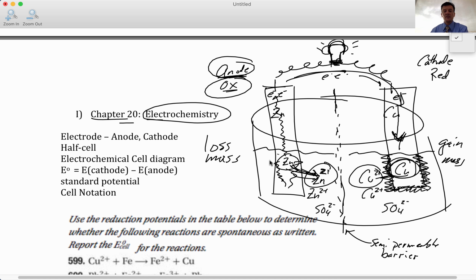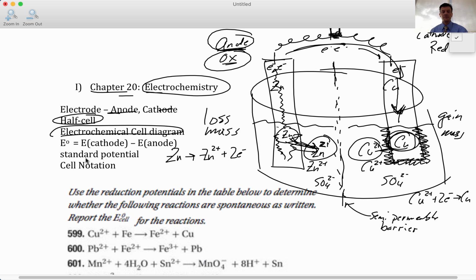You should be able to write the half reactions for this. Zinc is turning into zinc ion, which is 2 plus, which means it lost 2 electrons. Over on the other side, we've got copper ions that are picking up 2 electrons and turning into copper metal. Okay? So we've got your anode, your cathode, half cell. You should know what's happening on both sides, and you should be able to draw this electrochemical cell diagram.